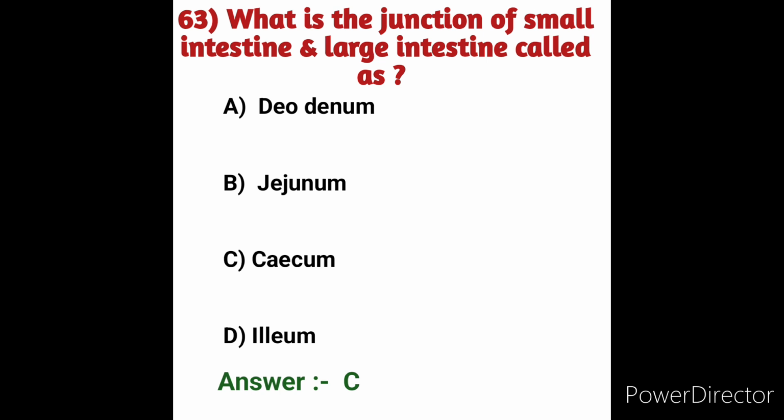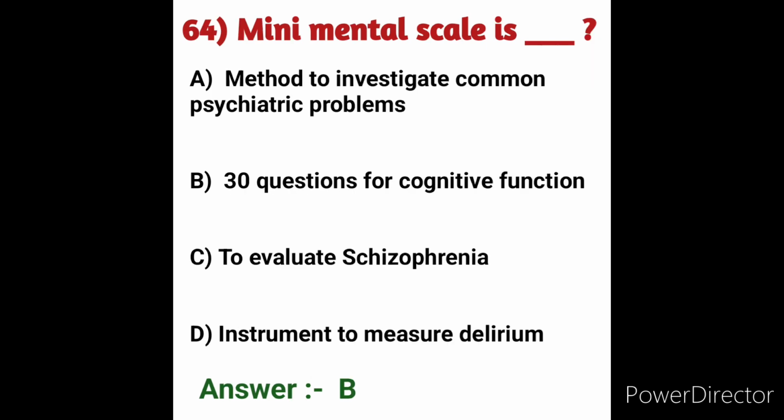Moving on to question number 64. Mini mental scale is what? Option A, method to investigate the common psychiatric problems. Option B, 30 questions for cognitive function. Option C, to evaluate schizophrenia. Option D, instrument to measure delirium.